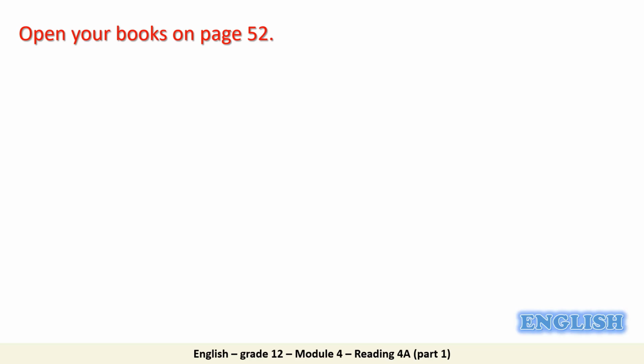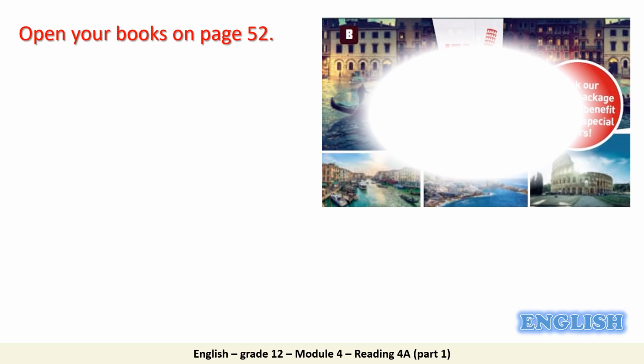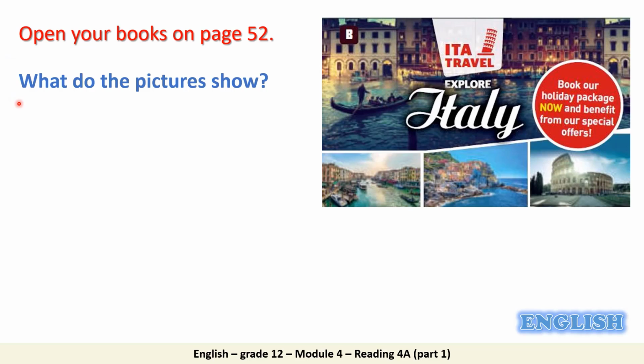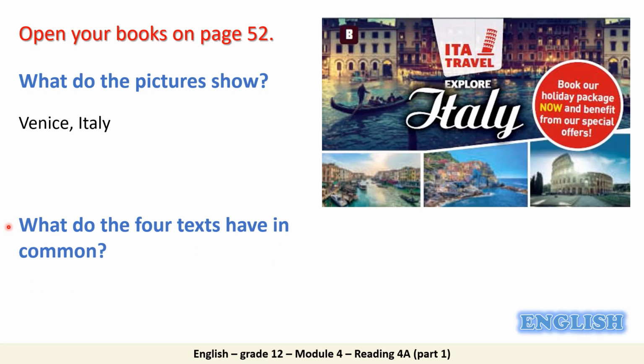Now it's time to open your books on page 52, and I want you to tell me what the pictures show. So what do you think? Excellent. So we have pictures of places in Venice and Italy. What do the four texts have in common? Take a quick look. Wonderful. The four texts refer to Italy and Venice.